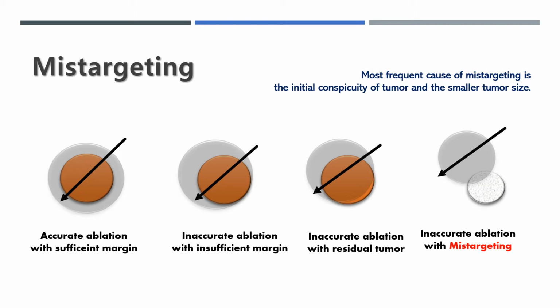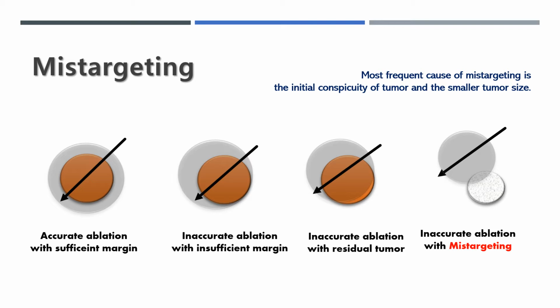If we inaccurately place the electrode, the ablation zone may be different from that of expected ablation zone at the time of planning. It can result in complete tumor ablation without sufficient ablative margin, or even incomplete tumor ablation with residual tumor. The worst scenario of inaccurate ablation is mistargeting. Mistargeting is defined if the ablation zone was formed at the wrong site around index tumor.